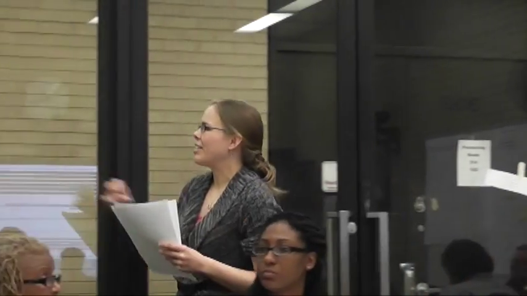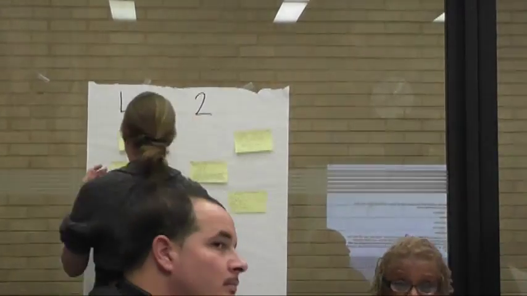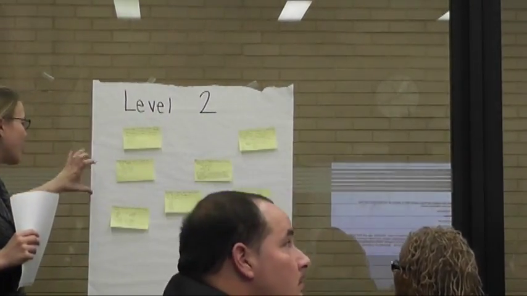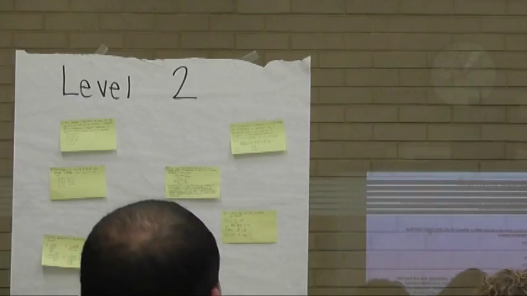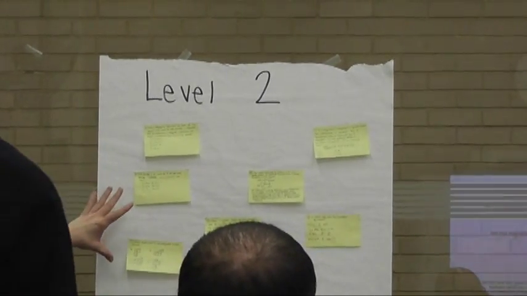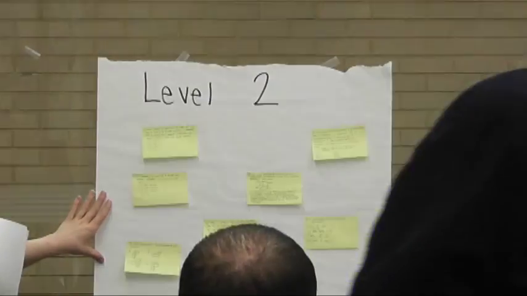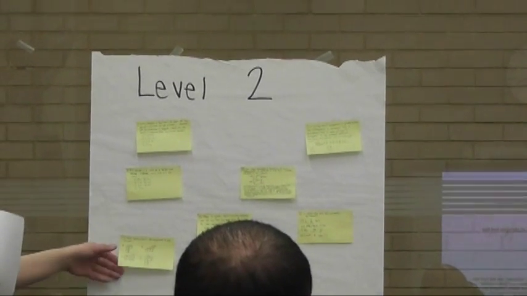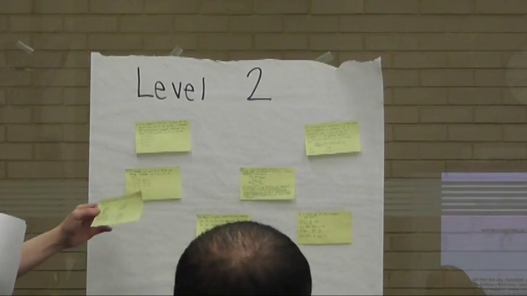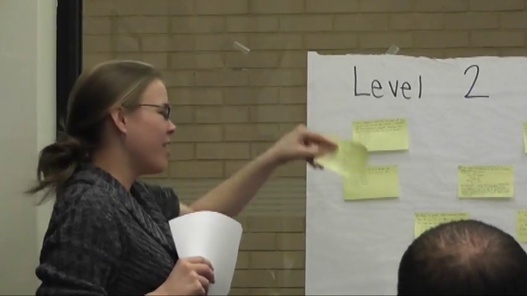So, level 2. Let's take a look at these. Were there any that folks had a question about on the level 2 sheet? I don't see all of them. I know one that caused some confusion was the shape, the spatial figuring one.